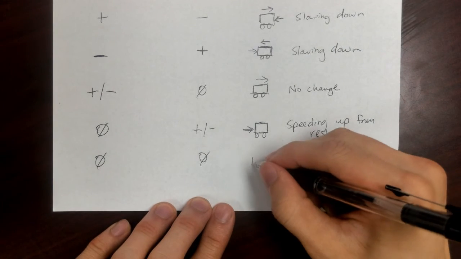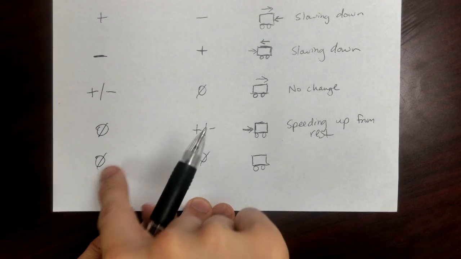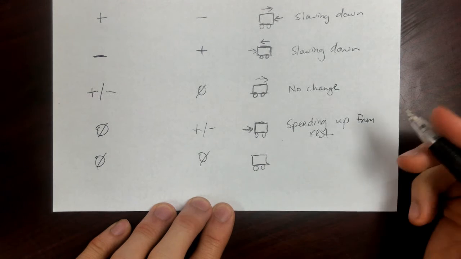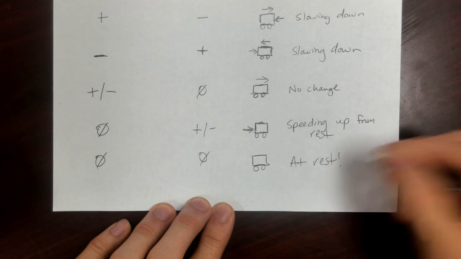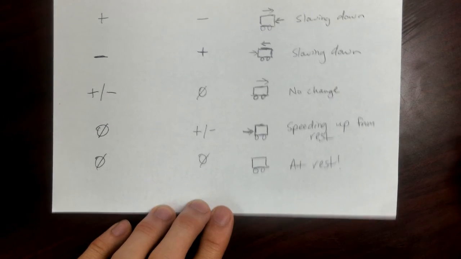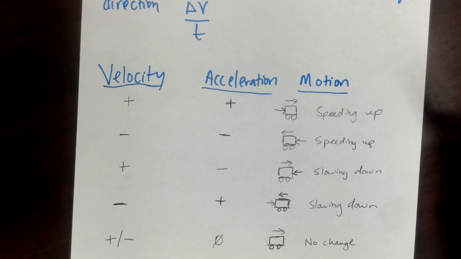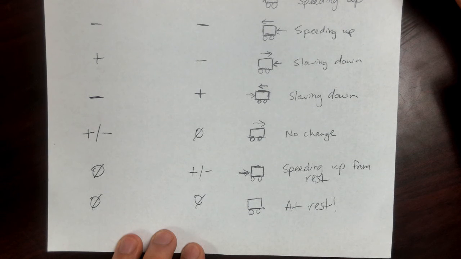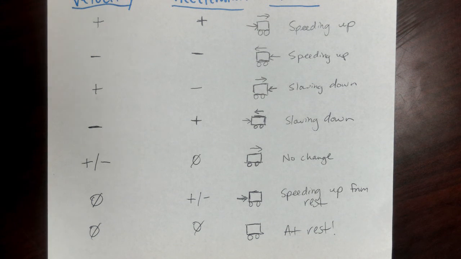Last one, we have a car. No arrows, not moving, no velocity, no acceleration, nothing's pushing on it. So it is at rest. Everyone good to go? Let me leave it there for one more moment. Alright, let's get started on practice problems.